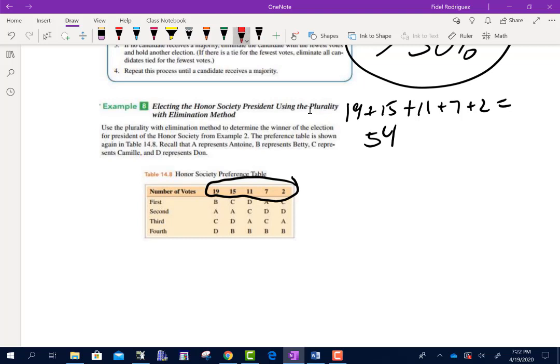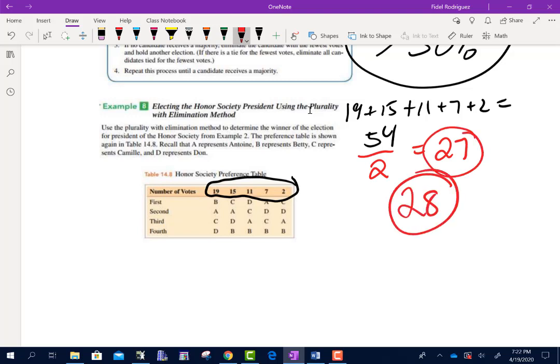To find the majority, I'm going to divide this number by 2, which is 27. That would be exactly half. A majority would mean somebody needs to get 28 votes because it has to be more than half, more than 50%. So if somebody only got 27 votes, they did not receive a majority. They got half.